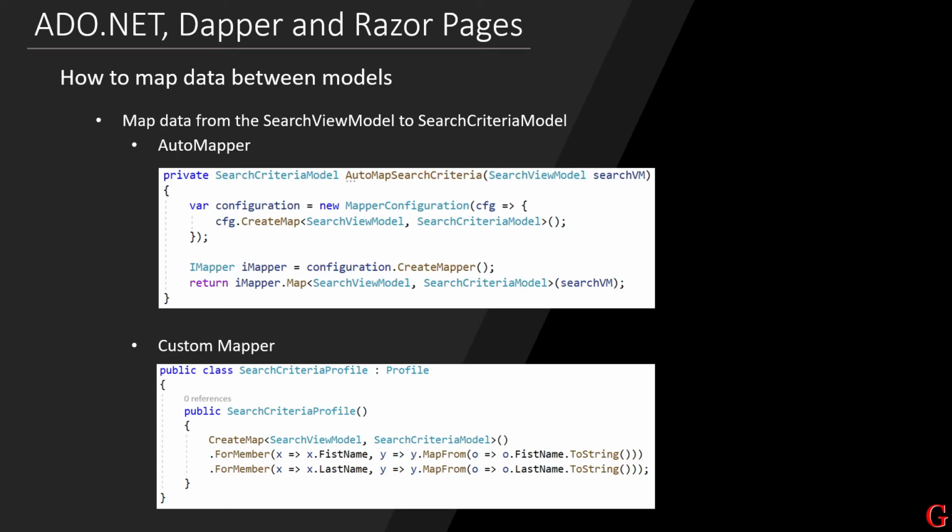Razor Pages is all about models. You have data models, view models, and you also have entities in your application. You need a way to map data between models. That is where you need AutoMapper. If properties between models are different, you can also create a custom mapper to map data between models.